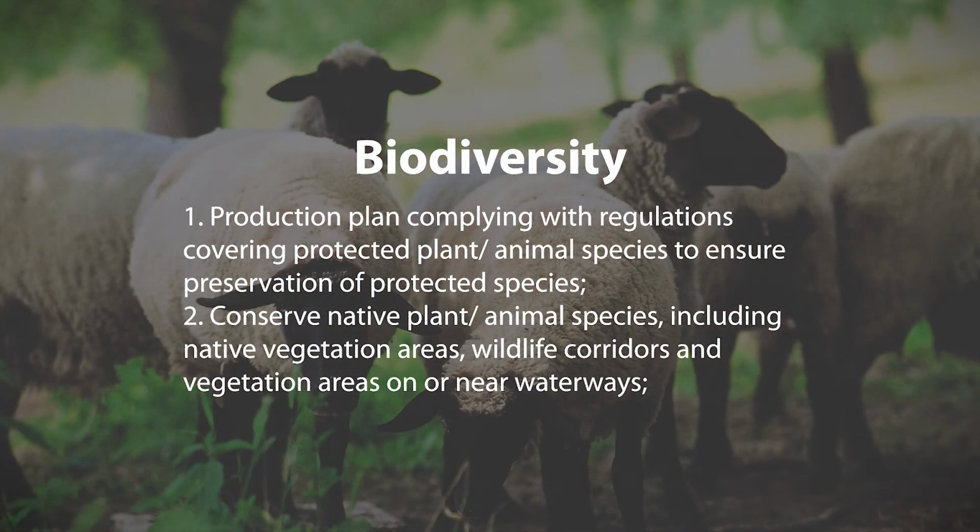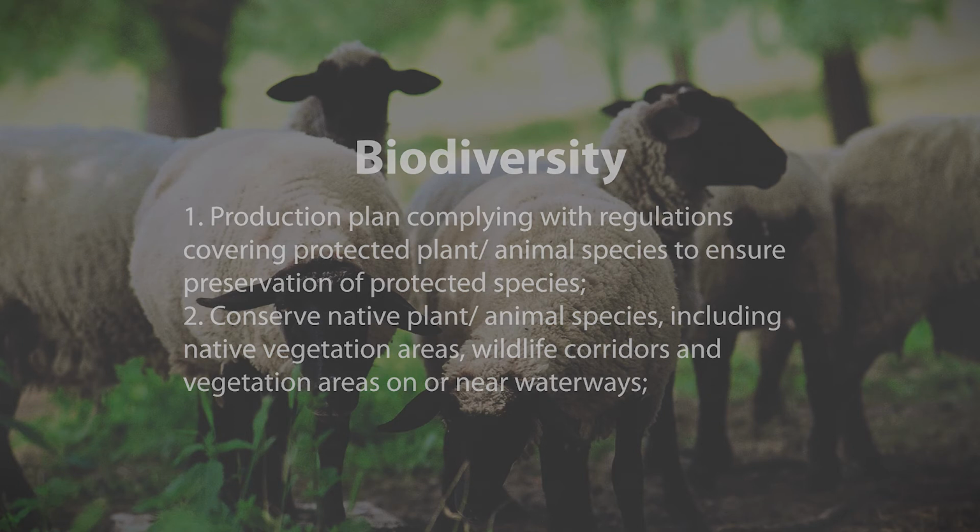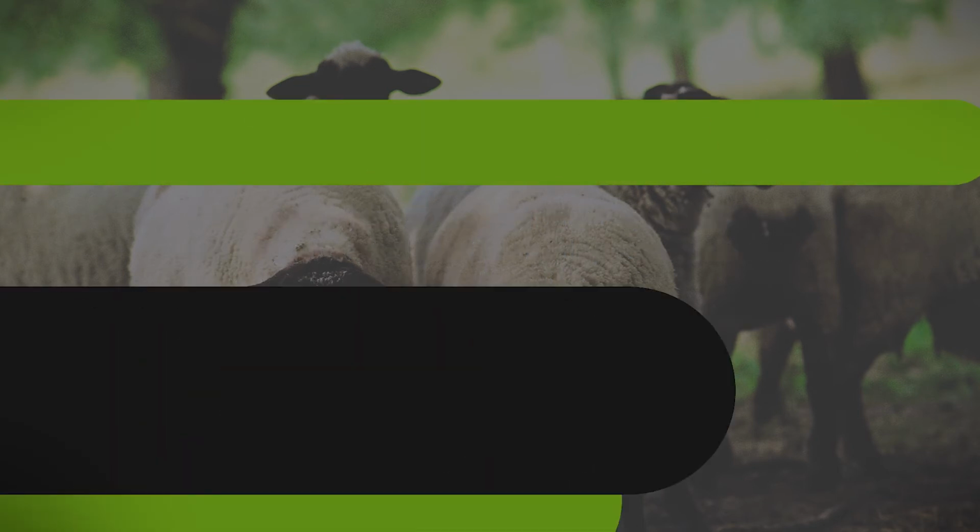Additionally, measures should take into account native plant and animal species, including native vegetation areas, wildlife corridors or reserves, and vegetation areas on or near the bank of waterways, blue holes, and mangroves or in coastal areas. Read The State of the Bahamas' Biodiversity for Food and Agriculture to learn more on the threats to biodiversity and ways to reduce the impacts.